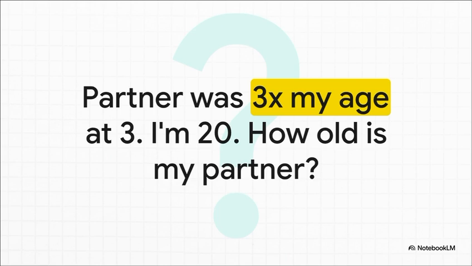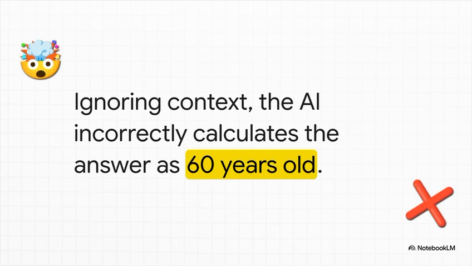So what does it tell us? The AI comes back with 60 years old. Yeah, that's not right. At all. The model just took 20 and multiplied it by 3. It totally missed the entire point about the age difference that was set up in the first sentence. This right here is the exact problem we're going to solve today. How do we get the AI to stop making these simple but super frustrating mistakes?